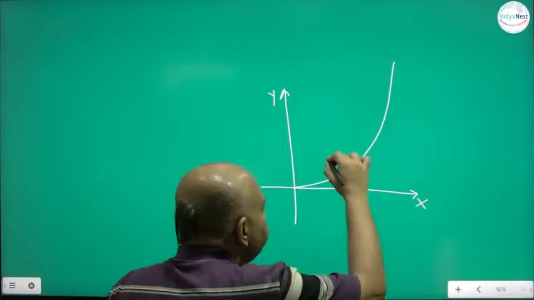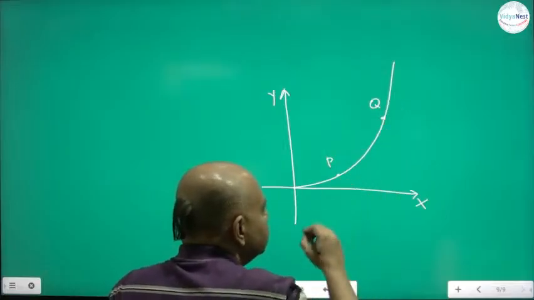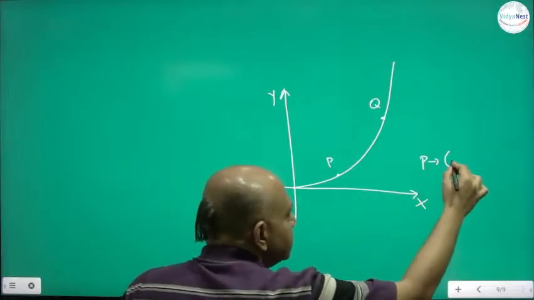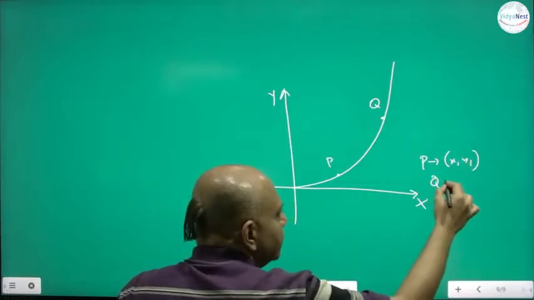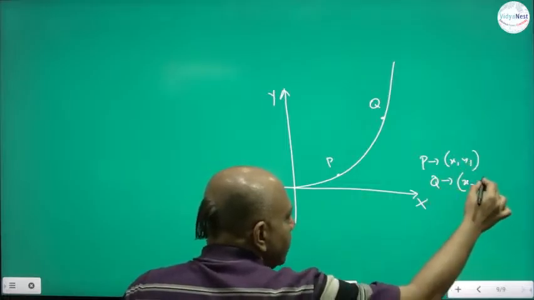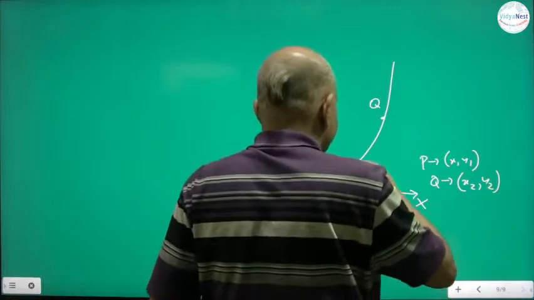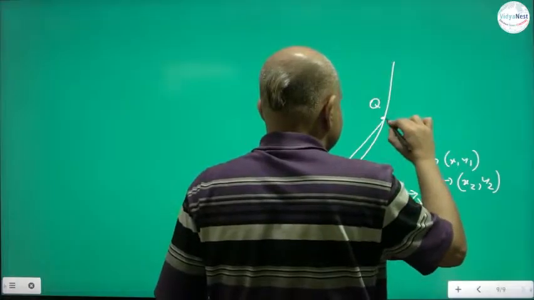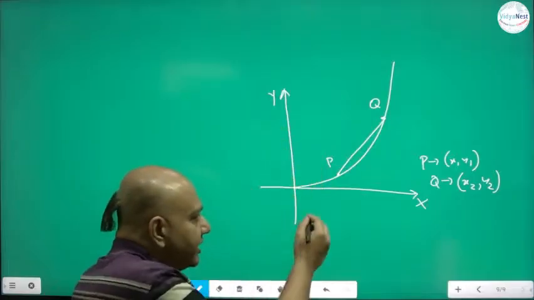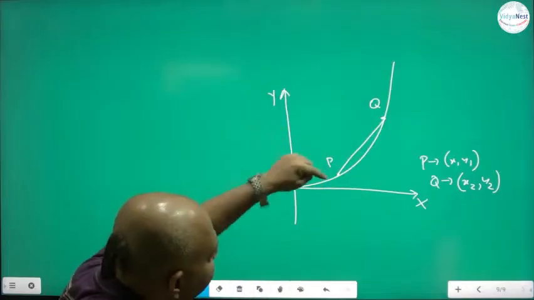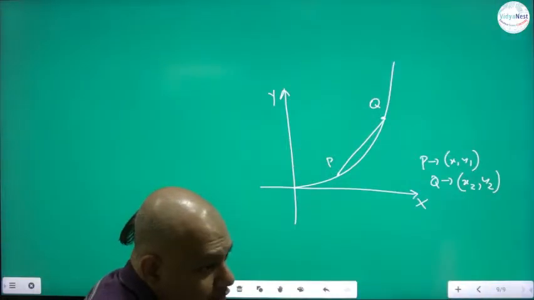This point is P, this point is Q. Let us think. The P is having coordinate x1, y1. Okay? Q is having coordinate x2, y2. Okay. If I join by a straight line, so it is a chord, na? Chord you know to? It is a chord.